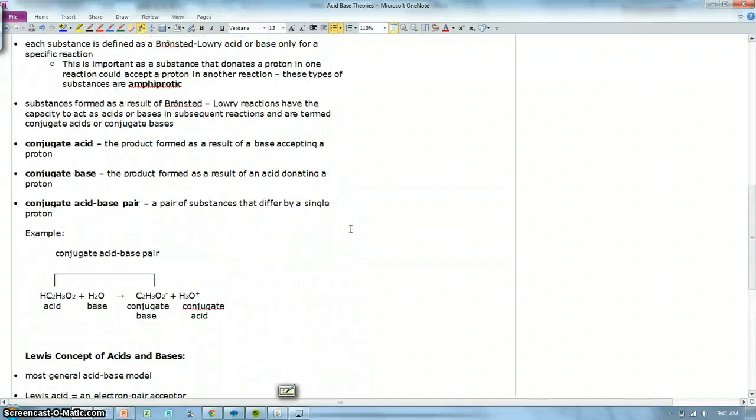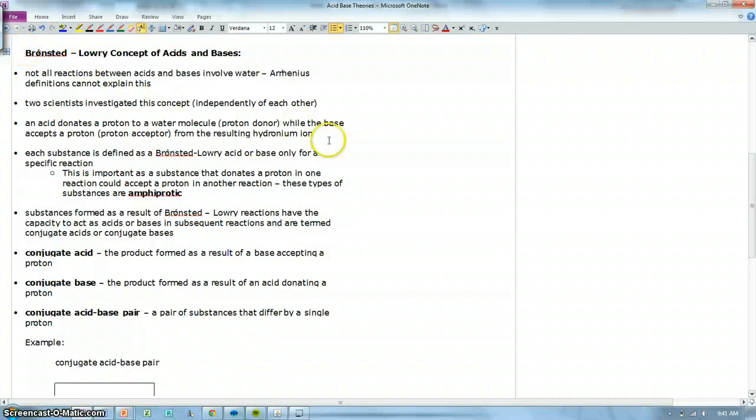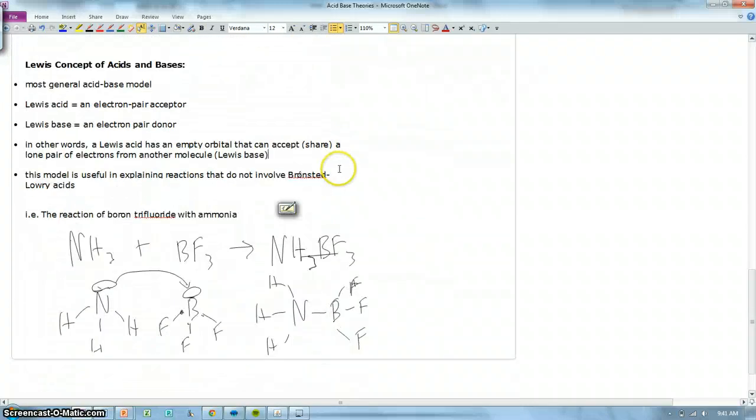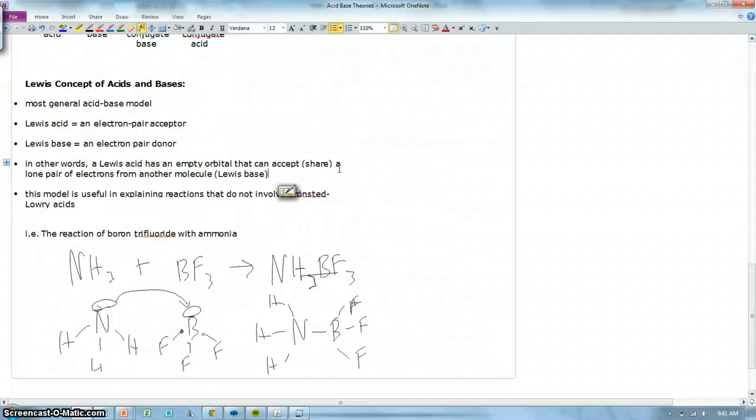You see this much less. Most acid-base reactions are covered by the Bronsted-Lowry and even our Arrhenius concept. And we're going to focus mostly on Arrhenius here, but I want you to be aware of the different models.